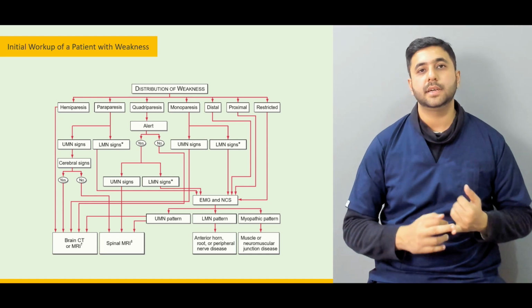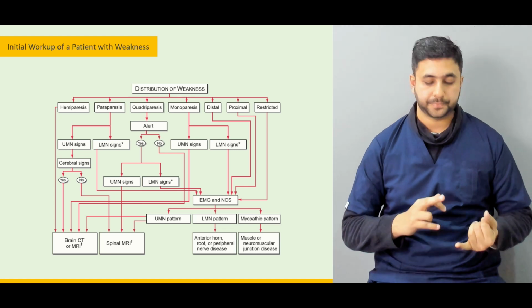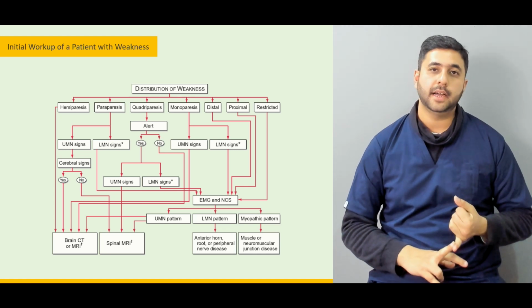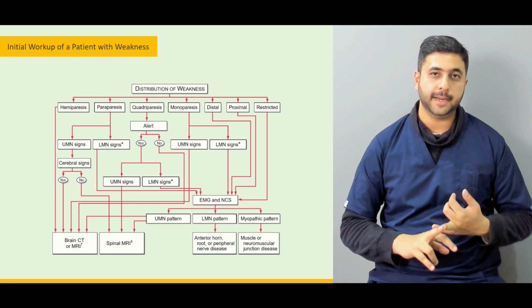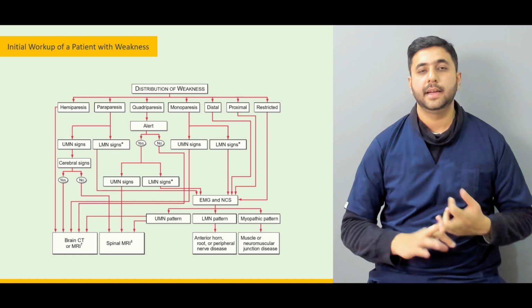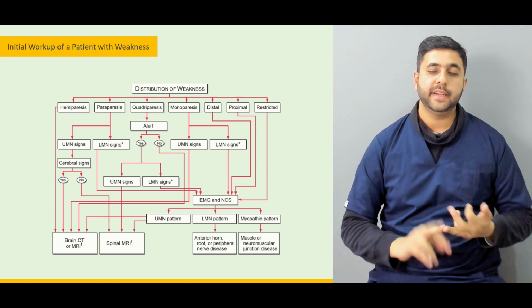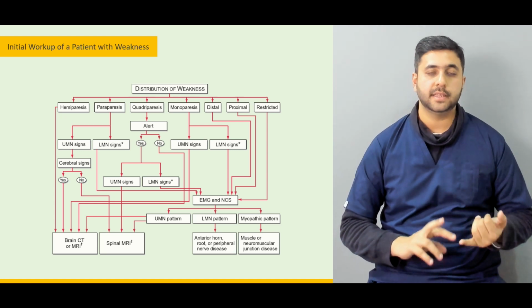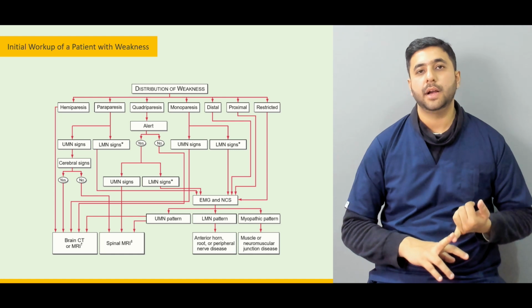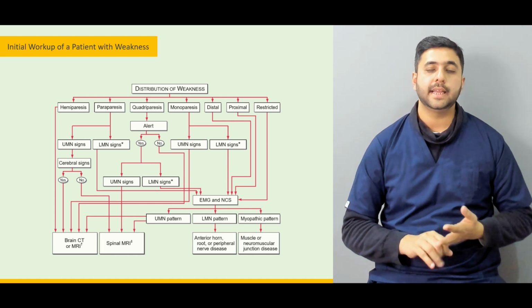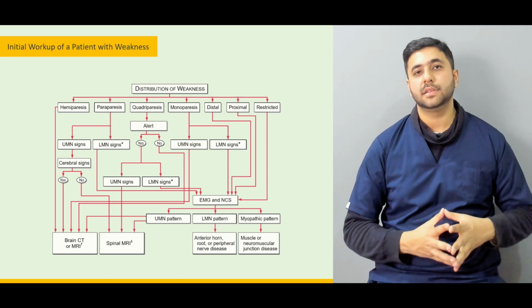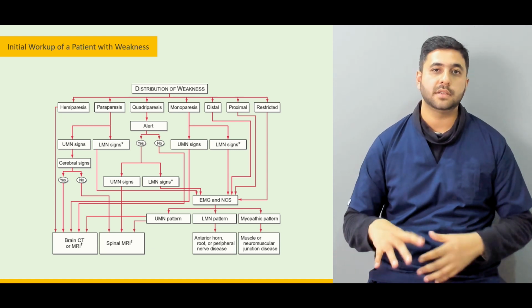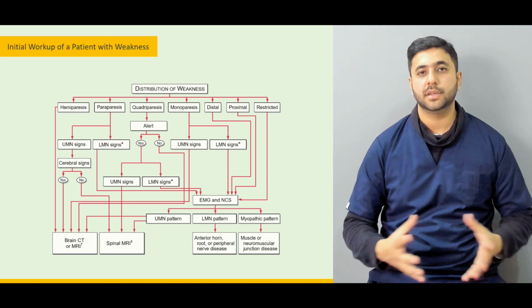The bottom line, or the take-home point here, is that if we suspect an upper motor neuron lesion, the go-to investigation is a brain CT or an MRI, or a high spinal MRI at the level of the cervical spinal cord. If we suspect a lower motor neuron lesion, then the first thing to do is EMG, electromyography, or nerve conduction studies. Then based on the results of those studies, we classify whether it is a lower motor neuron problem, or whether we have a myopathic or a neuromuscular junction problem going on.